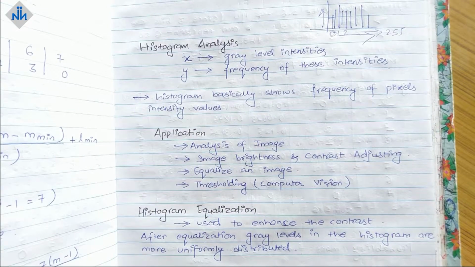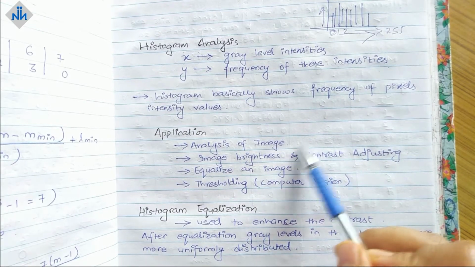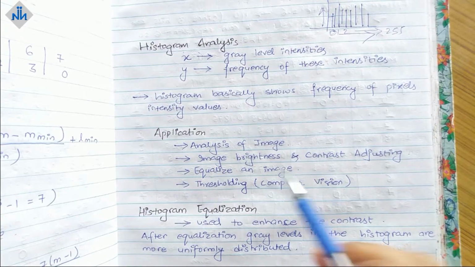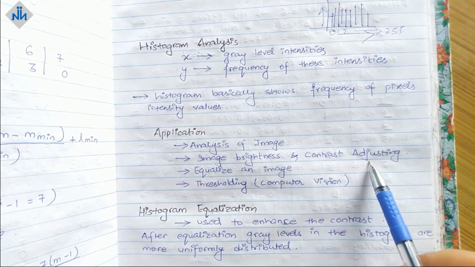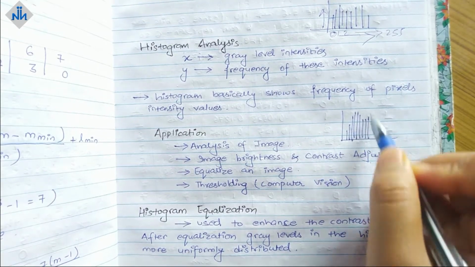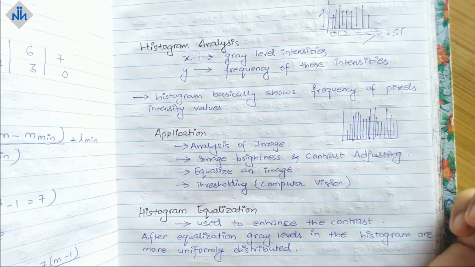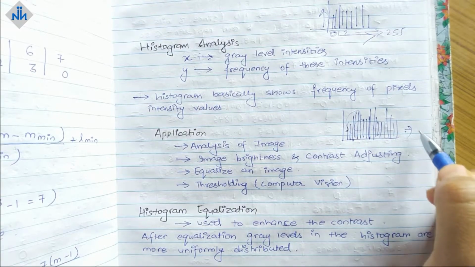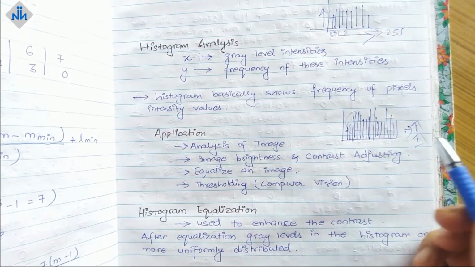And where are these used? Why do we need to study histogram analysis? First of all, it is used in the analysis of images. That is very important, and that is what we are learning to do in this entire subject. Then it helps us with image brightness and contrast adjustment. When you have the histogram of all the intensities, you can manipulate these values in such a way that you can make the image brighter and adjust the contrast. After that, we can also equalize the image.